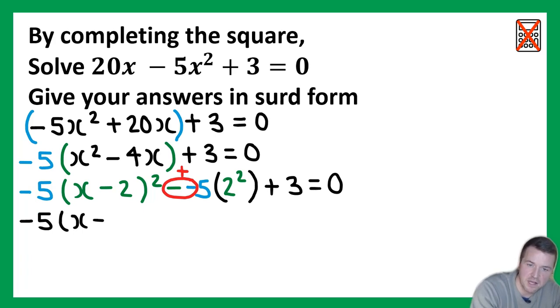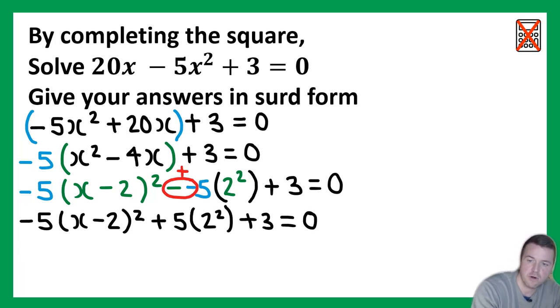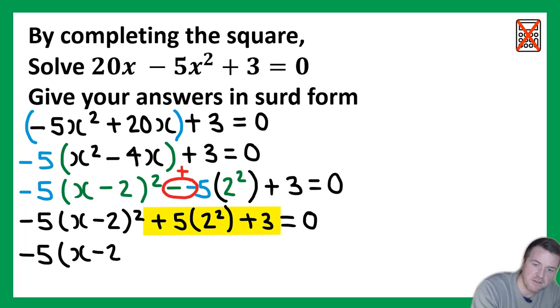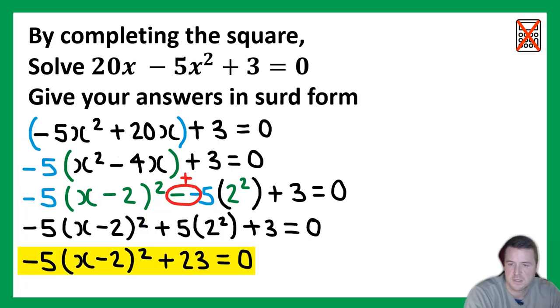So negative 5 lots of x minus 2 squared plus 5 lots of 2 squared plus 3 equals 0. Simplifying by collecting like terms will give me a final completed the square form of negative 5 lots of x minus 2 squared, plus 5 lots of 2 squared is 20, and then adding 3 is positive 23. This completed the square form makes it easier to solve.